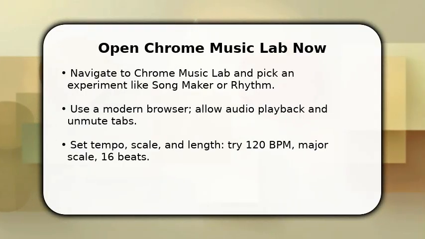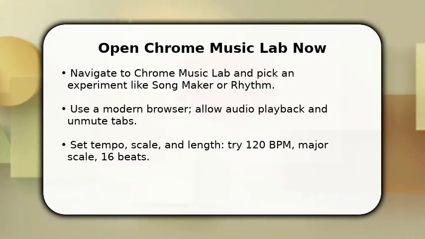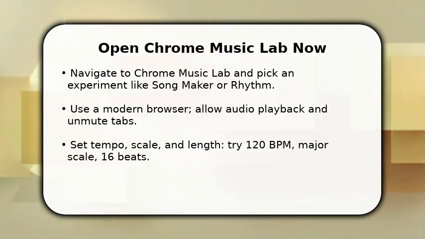You start by opening Chrome Music Lab and choosing an experiment. Songmaker is the easiest for full songs. Once loaded, set tempo, scale, and pattern length. Start with 120 BPM, a major scale, and 16 beats so you can hear structure immediately.